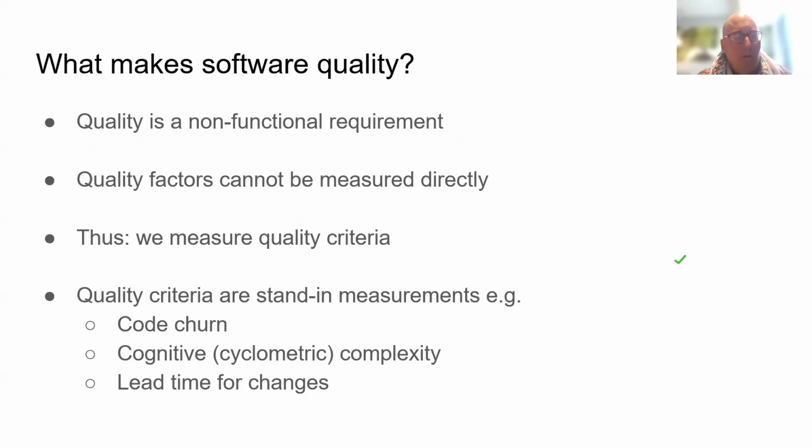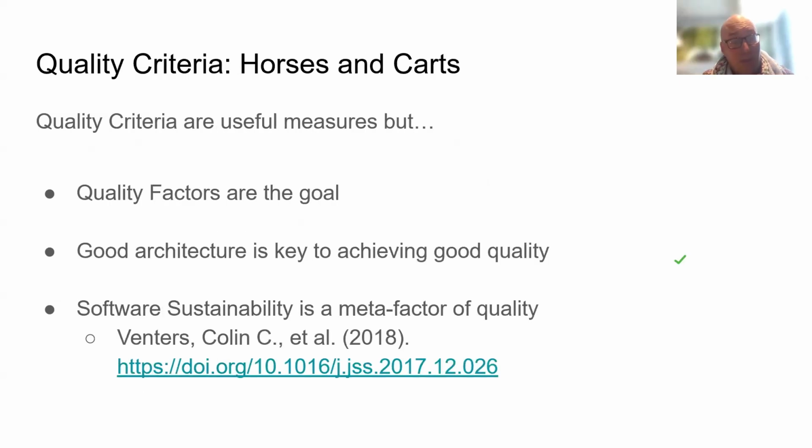So code churn, cognitive or cyclomatic complexity, lead time for changes, I think is quite important. So, do you kind of get scared when you want to make a change to the code? How long do you have to study the code before you can start writing something new? But the focus on quality criteria can put the cart before the horse.